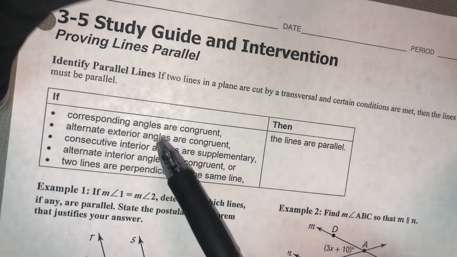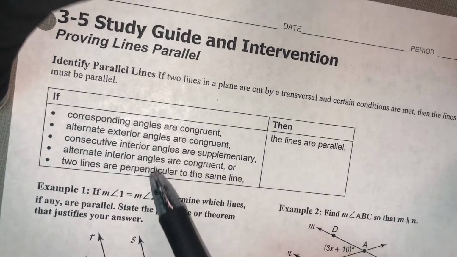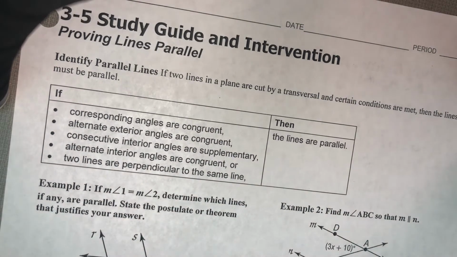You do not have to know that all 5 of these are true. If you know any single one of these are true, then the lines have to be parallel. So it's just a matter of knowing one of those will be all you need, okay?